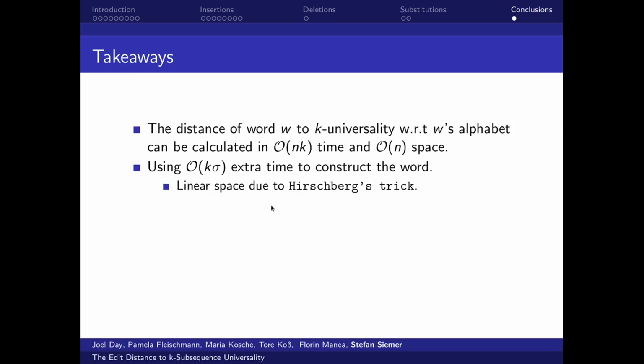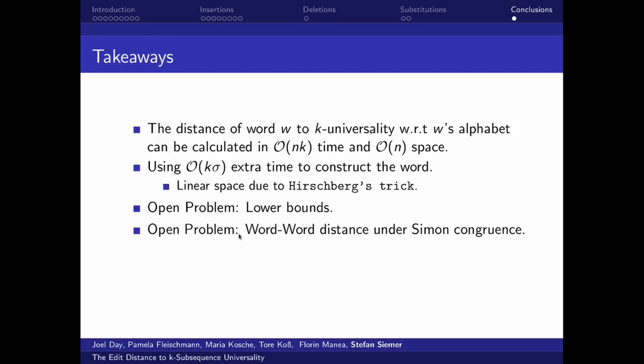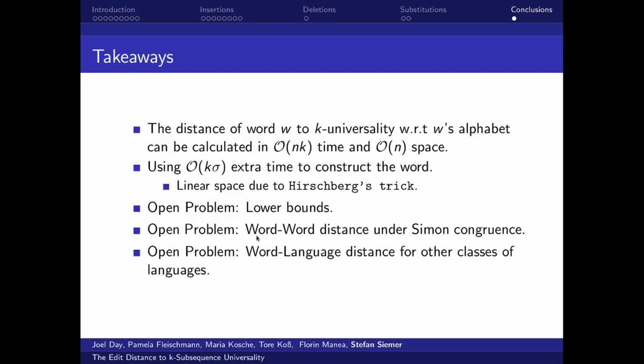And finally, we would like to state some open problems. Namely, the first thing is that we would like some lower bounds to maybe show optimality of our approach. Then we would like to tackle the general word-word distance under Simon congruence, which seems to be quite hard, but that would be a nice goal. And for that, we can also first consider other word-language distances and consider these maybe interesting classes of languages that we can check out.